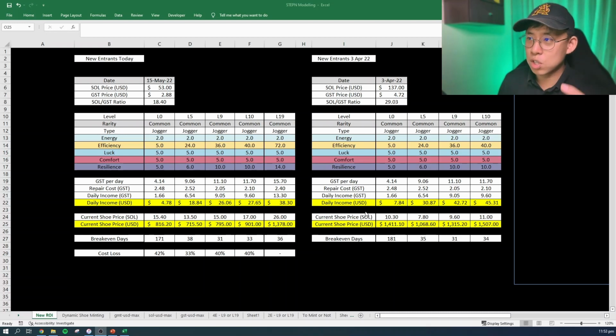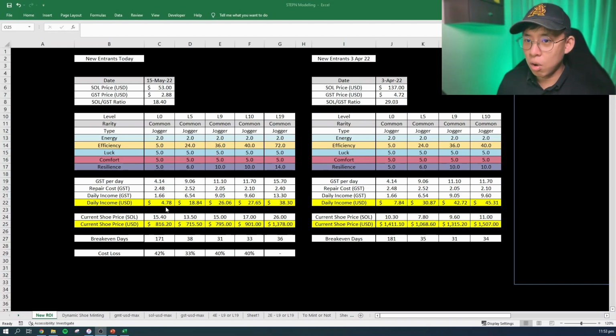And all the assumptions are the same. The levels are the same. The rarity is the same. The type is the same. And the attributes for each shoe are the same. But what you'll see different is that the daily income is quite different due to the difference in GST prices. So back then, because GST prices were a lot higher, a level 0 shoe would be earning 784 each day, as compared to currently at 478 each day.